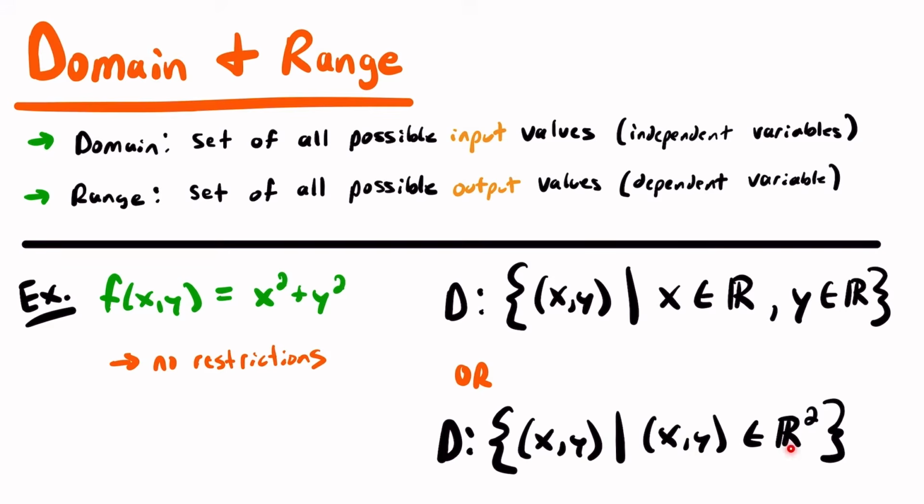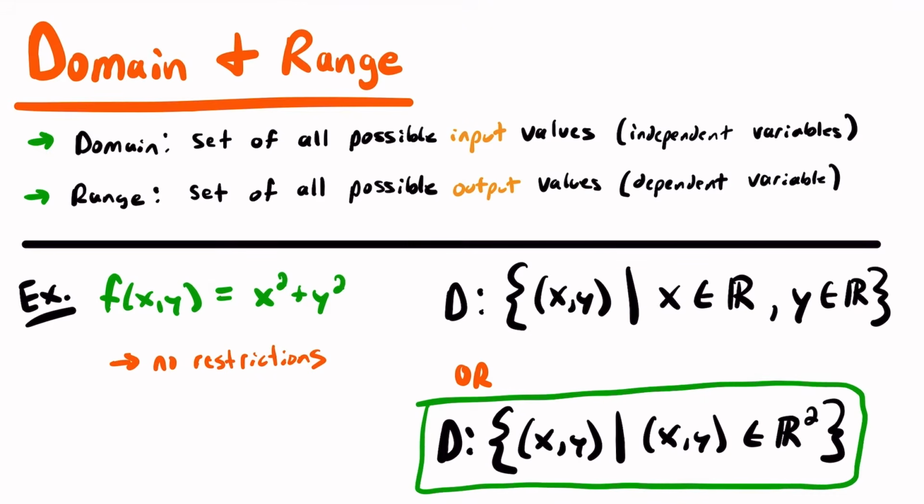So this is a more compact, easier way to write the same domain, but it's ultimately up to you how you want to write it. I would probably go with this one because it's a little bit easier to write, but if you prefer this way, that's fine too. So that's the domain for our multivariable function, but what about the range?